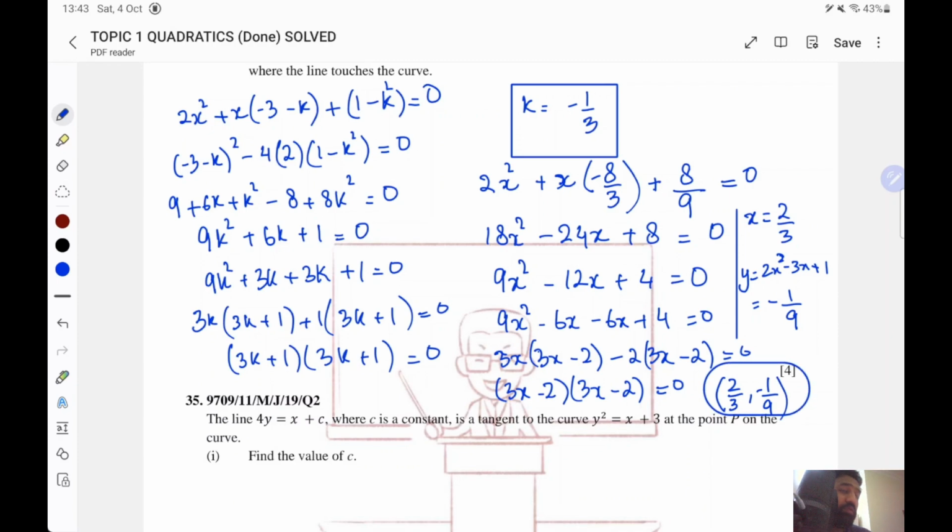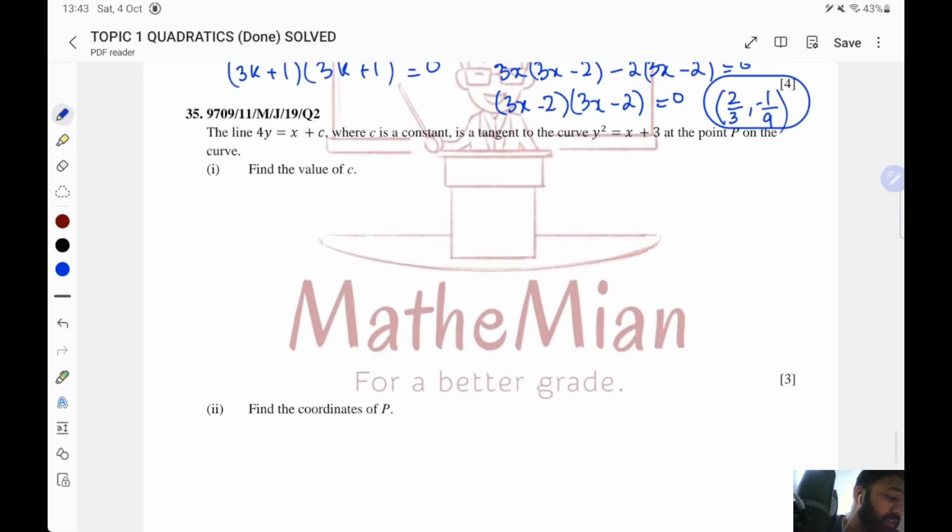Let's move forward to the next question, question number 35, which is May June 2019, question number 2, paper 1-1. The line 4y equals x plus c, where c is a constant, is tangent to the curve. Tangent to the curve means that when you find the equation of intersection, the discriminant for that will be equal to 0. At the point P on the curve, find the value of c.